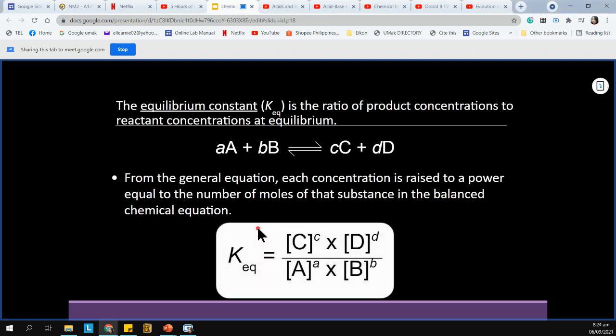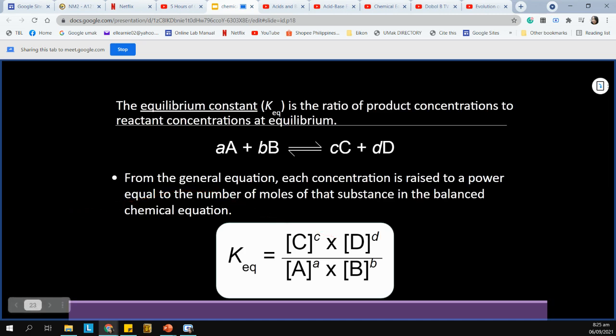Now, if you're going to equate it, KEQ is equal to the product over the reactant. So the product raised to the coefficients. So kung C raised to the c, D raised to the d, and then A to the a, B to the b. Okay, so yan ito lagi natin makikita as we go through the pH, pOH, and the buffer system. Okay, so ito ang importante natin. Kailangan alam natin kung paano isulat ito.